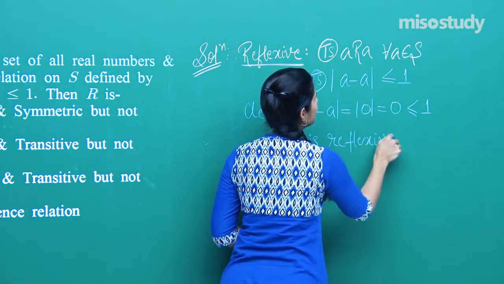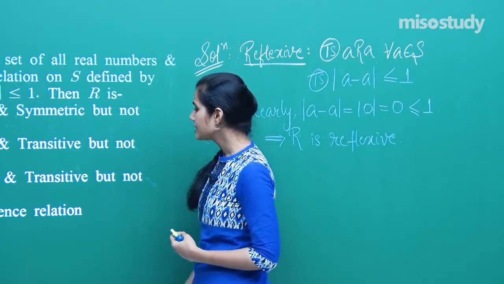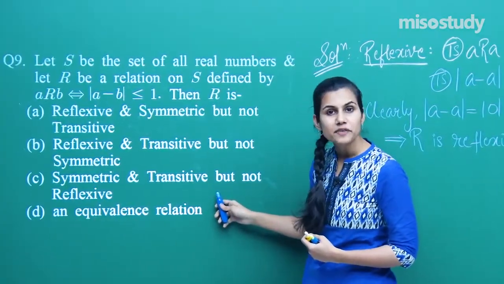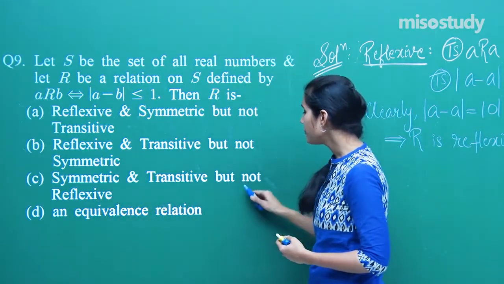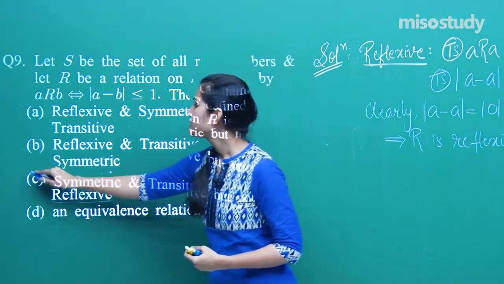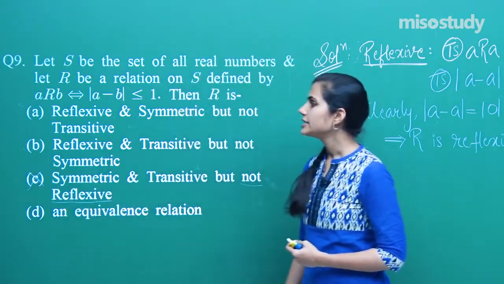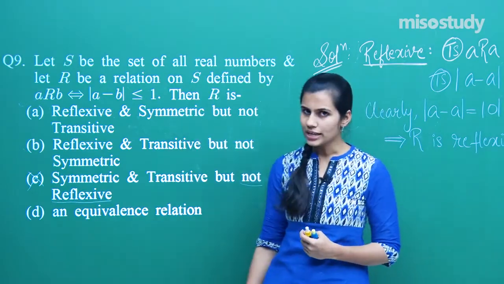definitely reflexive. Once I know R is reflexive, option number C definitely is wrong because it says R is symmetric, transitive but not reflexive. But my R is reflexive, so C is wrong. Let's check about symmetricity and transitivity.